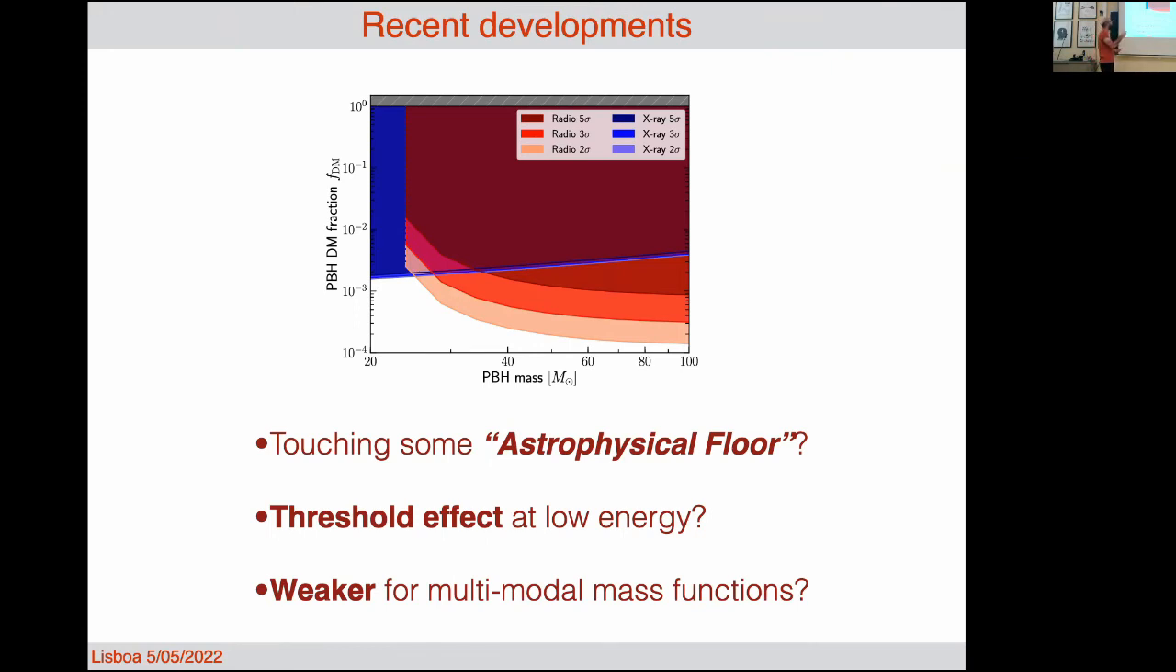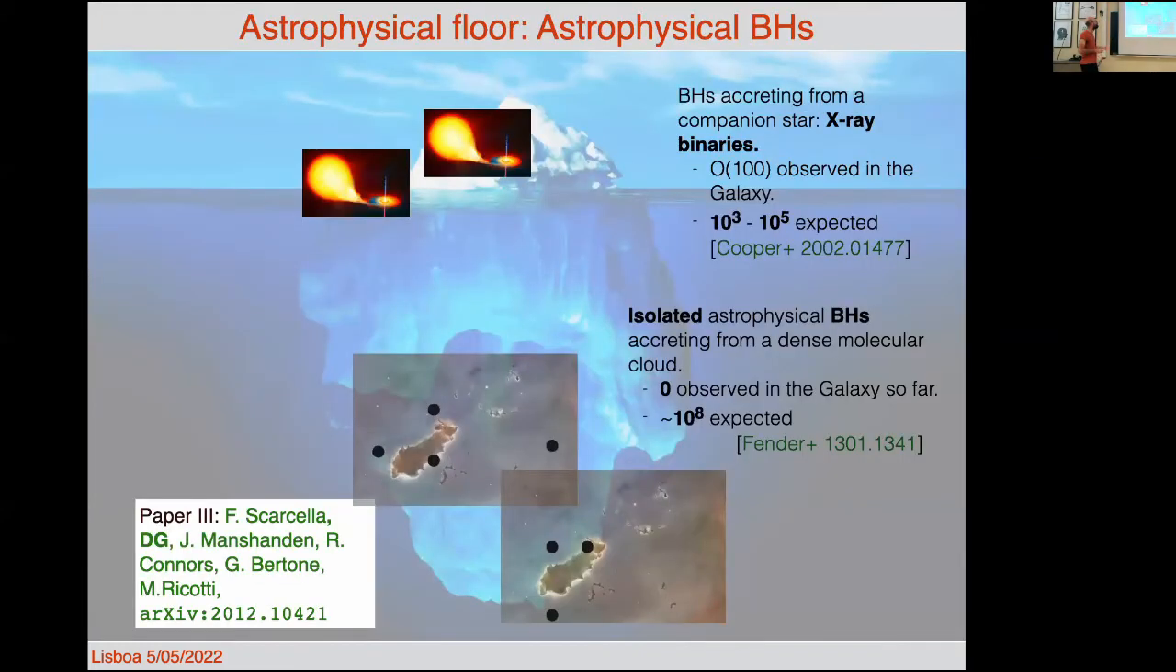Then you may wonder whether this bound can be evaded, for example, with some peculiar mass functions, since this bound comes with a threshold effect at low energy. So the accretion rate at low mass is not large enough to set a bound anymore. So for example, in this ray, at some point you will get a threshold as well. So these are basically some questions we are working on right now. So, probably future lines of research.